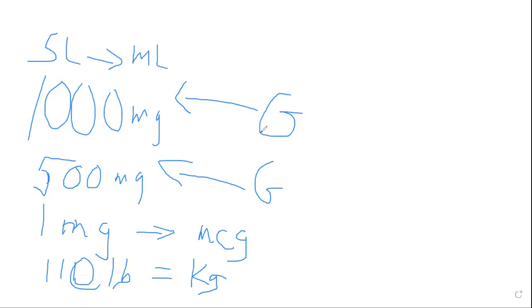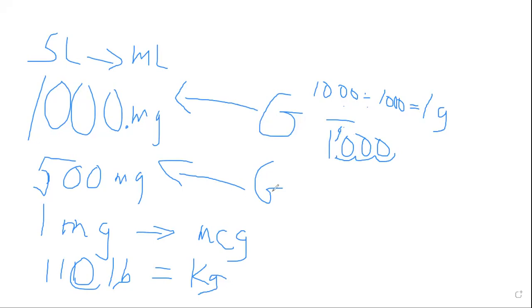Okay, so for the 1,000 milligrams to grams, we already said we're going to the left. So we're going to divide by 1,000. 1,000 divided by 1,000 equals 1 gram. Or if we move the decimal 3 places, I'm sorry, to the left, 1, 2, 3, that would also give us 1 gram.